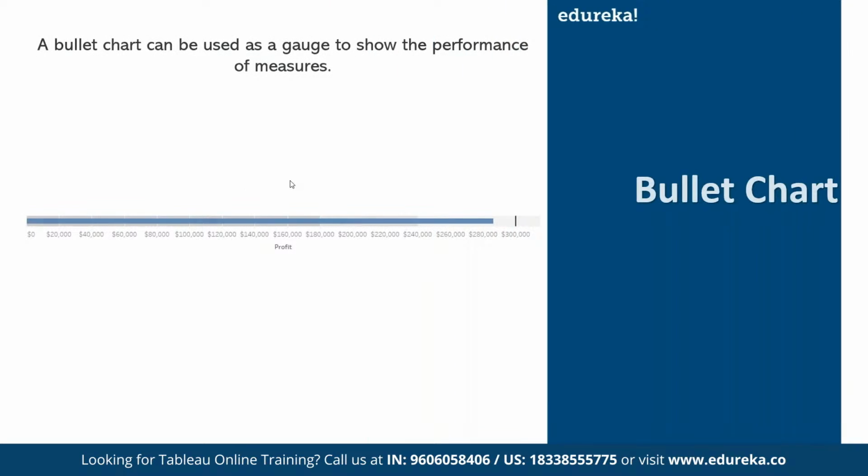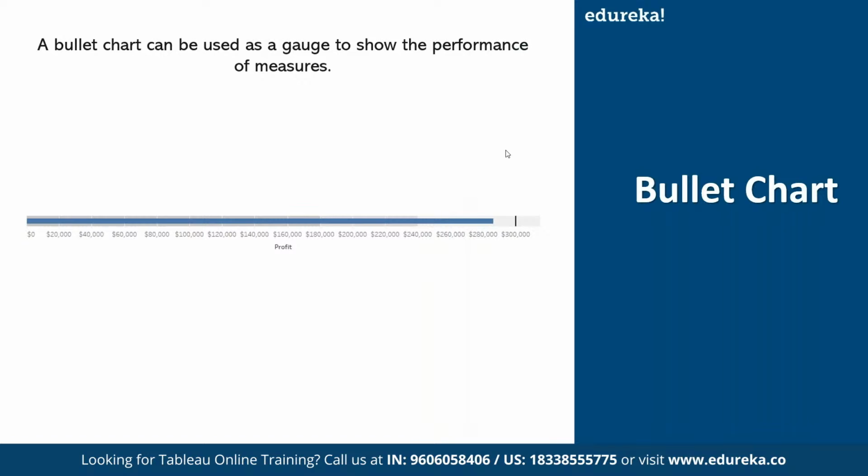And we have another kind of plot called a bullet plot or bullet chart, which we use to show the performance of a measure. So let's say we have a goal of 300,000, and we'll use this bullet chart to show where exactly we have reached. So this is the scenario, guys.